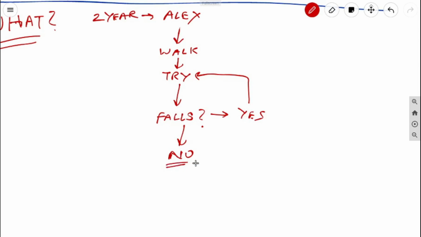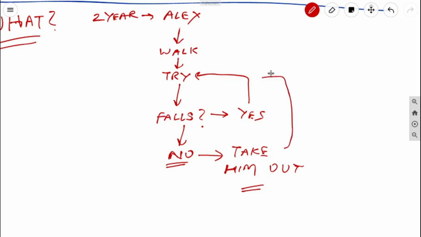So he does not fall for a long time and slowly gets comfortable in walking. Does he actually stop? No. When he doesn't fall, he starts to walk comfortably. Right? He has started to walk in his home on the floor. Let's take him out. Let's take him to the park. Let's take him to the garden. Let's see if he can walk on the grass. Well, if he falls there, he's going to try again.